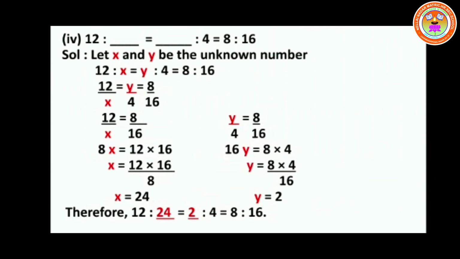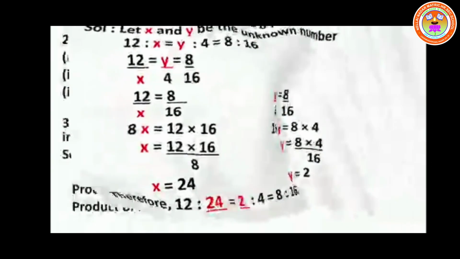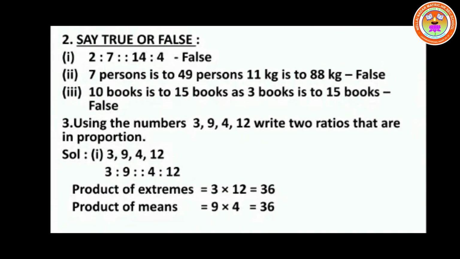Now the next part, y by 4 is equal to 8 by 16. Now just cross multiply it. 16y is equal to 8 into 4. So y is equal to 8 into 4 divided by 16. So your y is equal to 2. Therefore 12 is to 24 is equal to 2 is to 4 is equal to 8 is to 16 is your answer. Now let us move on to the true or false.